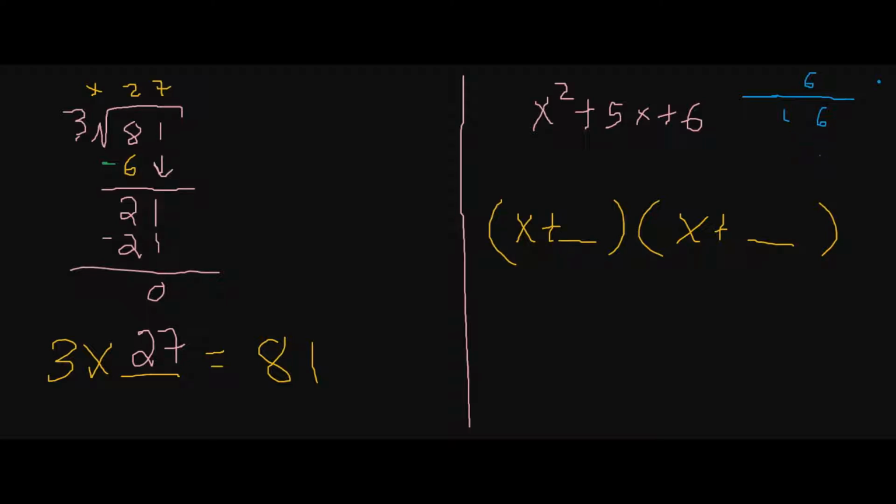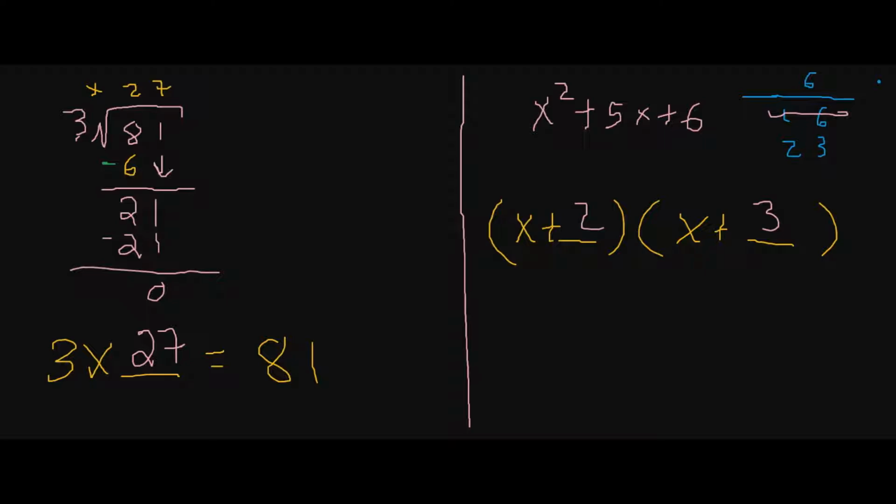So basically the idea is, can we add or subtract 1 and 6 in any way to get positive 5? Well, we could do 6 minus 1, which does give me 5, but 6 times negative 1 is negative 6, and we want a positive 6. So that's not going to work. That probably means we're going to have to use 2 and 3. Well, what can we do with 2 and 3 to get 5? We just add them. So we know this is going to be 2, and this is going to be 3.